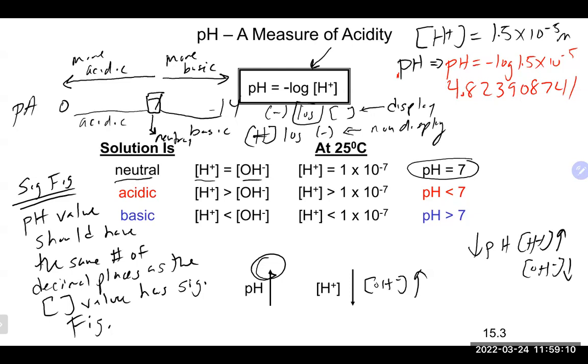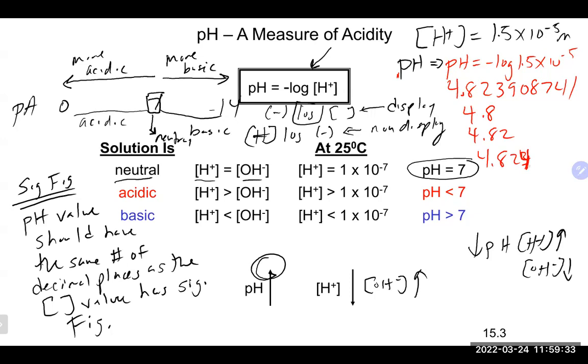So what should the answer be? Should it be all those digits? That's a good answer. It should not be all those digits, but what should the answer actually be? Should it be 4.8? Should it be 4.82? Should it be 4.823? Or actually 4, I guess. Which one should the answer be?